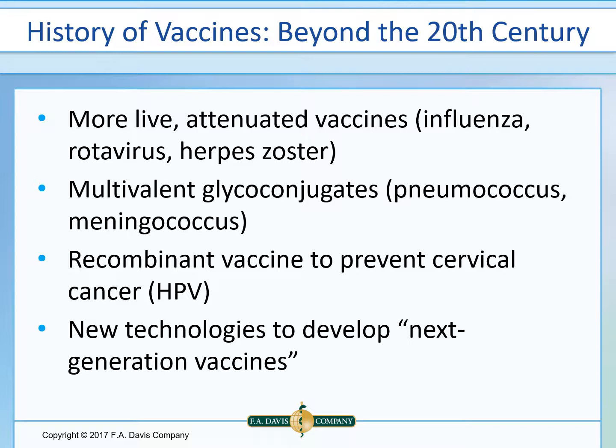The beginning of the 21st century has seen continued use and advancements in vaccine technologies. More live attenuated vaccines have been developed or improved on, such as those directed towards influenza, rotavirus, or herpes zoster virus. Advancements and improvements in the multivalent glycoconjugates have been developed, such as those for pneumococcus and meningococcus. A vaccine to help prevent cervical cancer was developed recently in the past few years that's based on production of genetically recombinant antigens from the human papillomavirus.